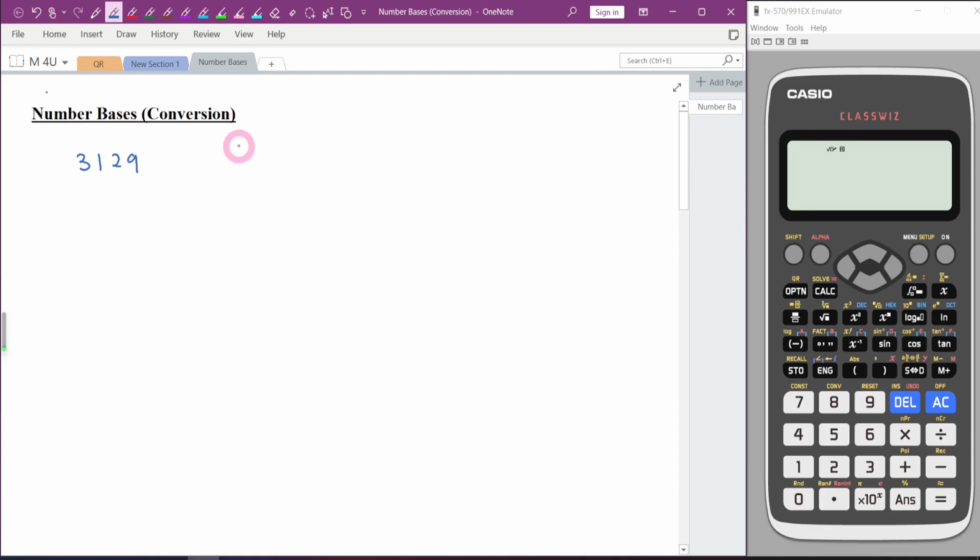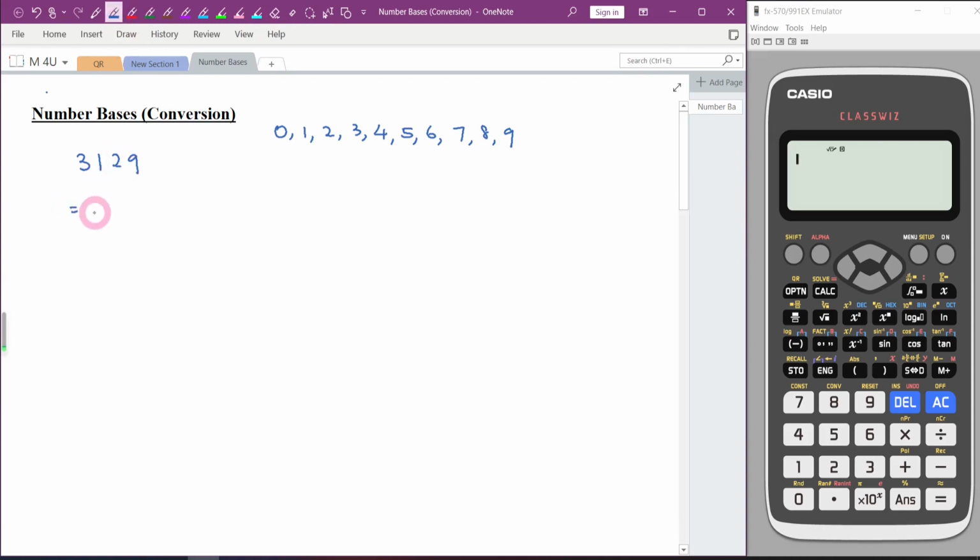3129. For a number in base 10, there are 10 digits we can use. I think this one should be no problem, right? We learned this since we were kids. You have 0, 1, 2, 3, 4, 5, 6, 7, 8, and 9. There are 10 digits that we can use in number base 10. So for base 10, you don't have to write a small 10 here. If you don't see any small number written here, then this number is in base 10.